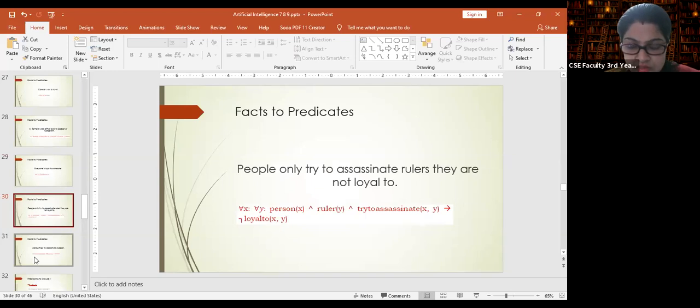This one. Tell me, what would be the converted clause? Anyone?